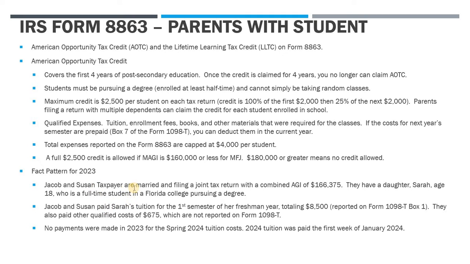So in this fact pattern here, we have Jacob and Susan. They're married, filing a joint return, and their combined AGI is going to be $166,375.